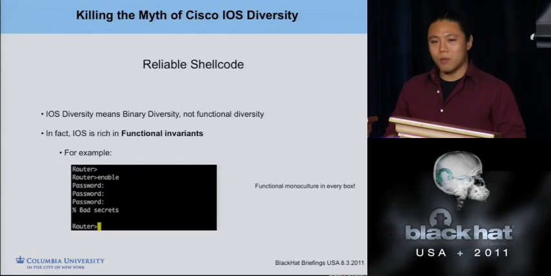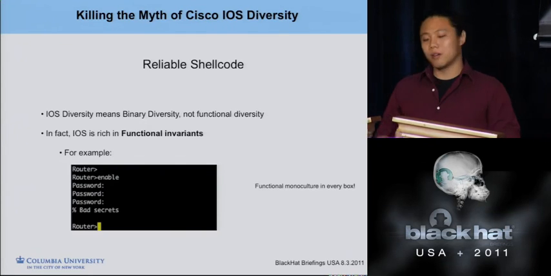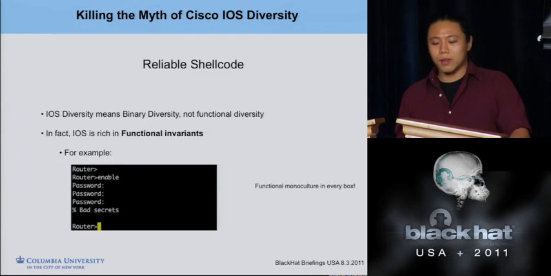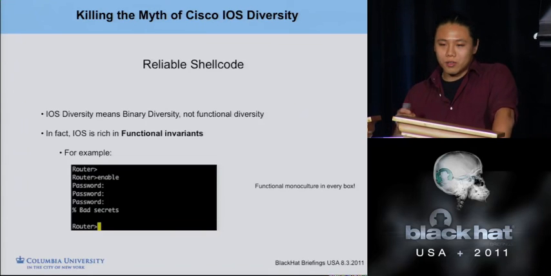But this is exactly the problem of the diversity issue, right? We have no idea, for an unknown iOS device, the location of this function in memory. In fact, we don't even know the location of this bad secret string. The only thing we do know is that this string does exist in every iOS image out there.